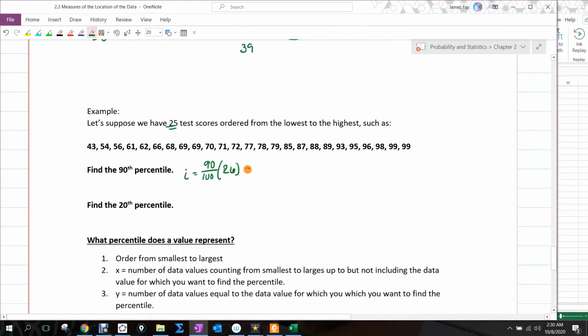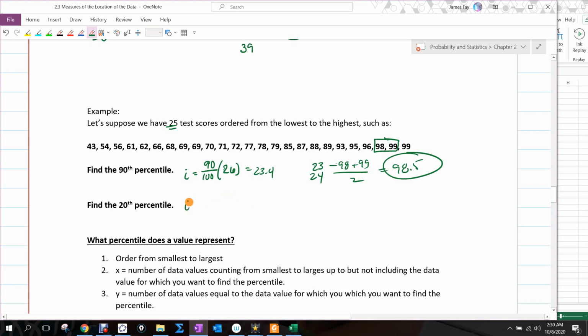So this gives me 23.4. So we'll round this to 23, and we'll round it to 24. Okay, so if that's the 25th term, these are the two that are 23 and 24. So we'll take those two numbers, 98 and 99. We'll average those, and we get 98.5. 98.5 is the 90th percentile.